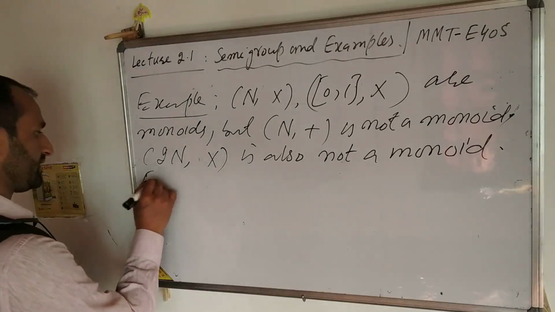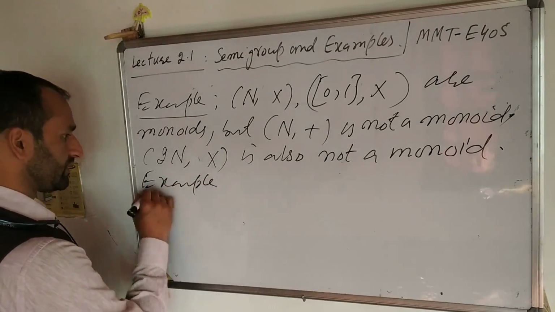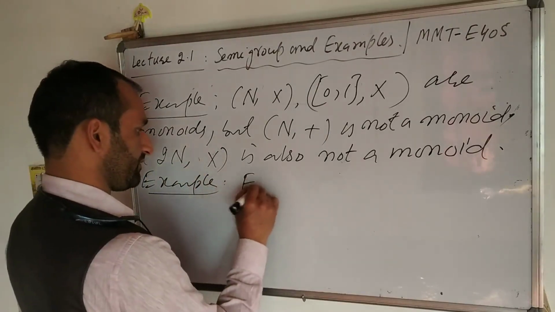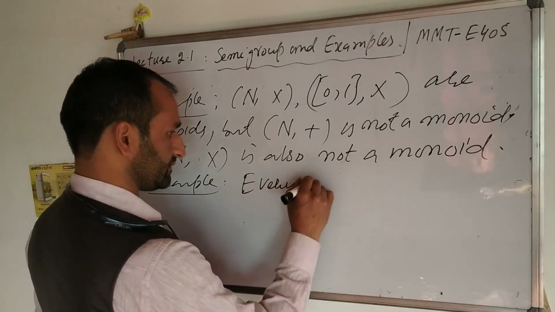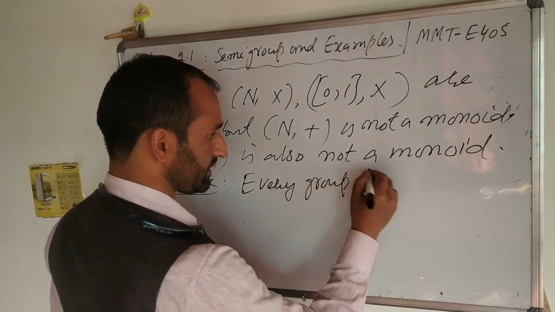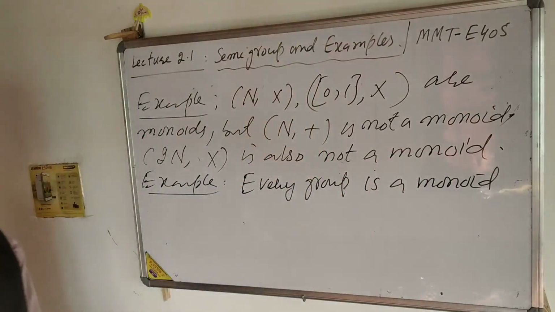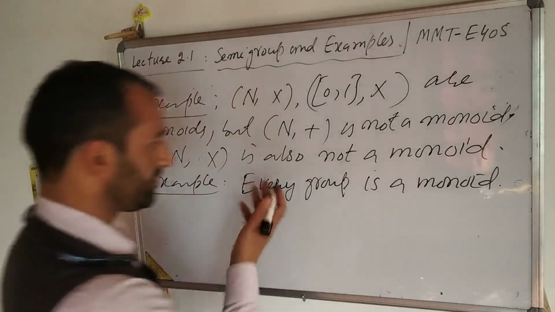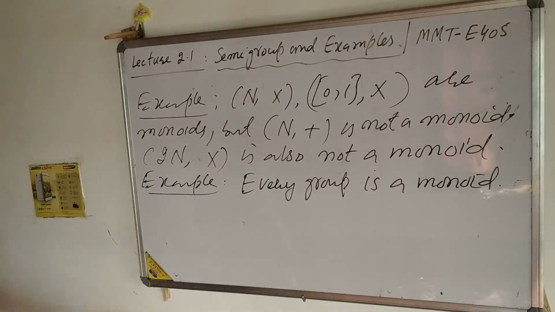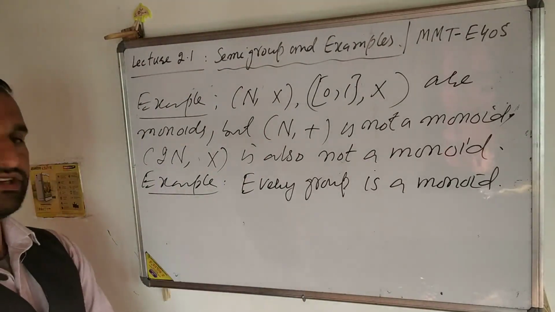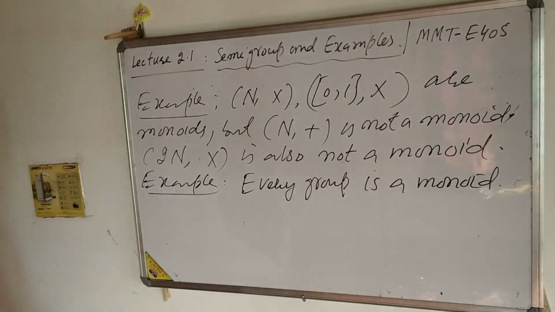So one more example is every group is a monoid. Every group is a monoid. This is trivial because a group is a semigroup with identity and each element possesses an inverse. So that means every group is a monoid.